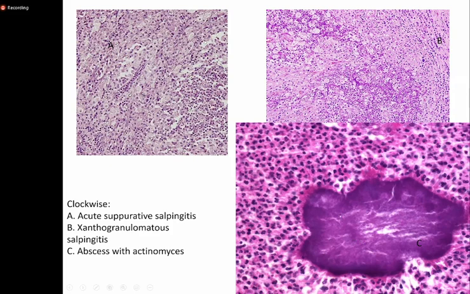And this is often ascending from an endocervicitis or an endometritis, particularly in women who have IUDs. Actinomyces endometritis, endocervicitis is not uncommon. And you may end up with abscess formation in the ovary and fallopian tube with recognizable actinomyces in the center of the microabscesses.